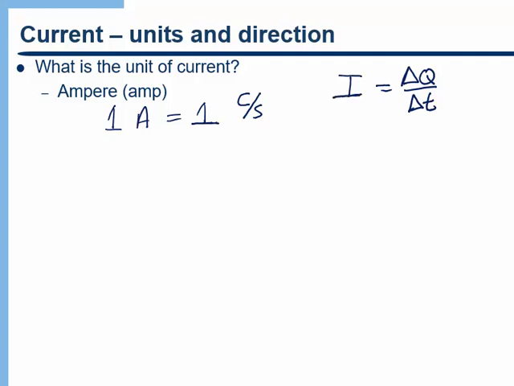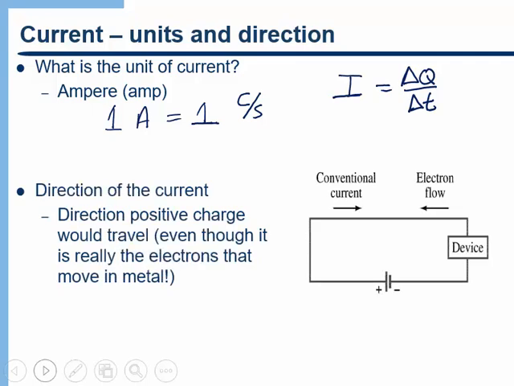All right, one of the things that is a little bit disturbing, I think when you first learn it, is how we define the direction of the current. Now, all through the course, we've talked about the fact that it's electrons that actually can move in metal. So if this is the negative side of the battery, then really what's happening in the circuit is that electrons are traveling from the negative terminal towards the positive terminal.